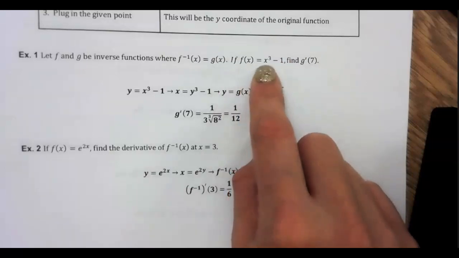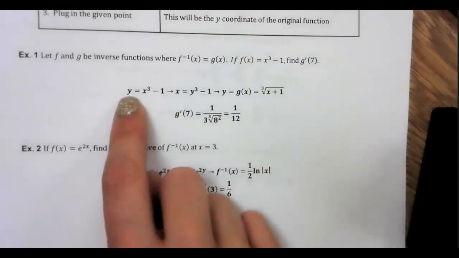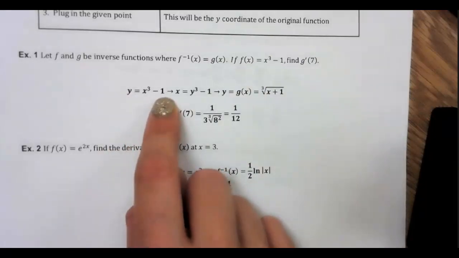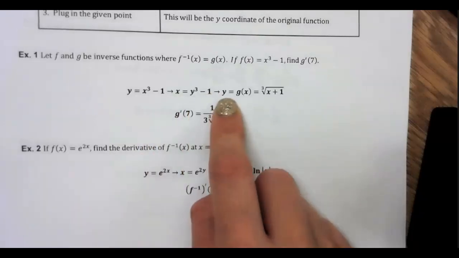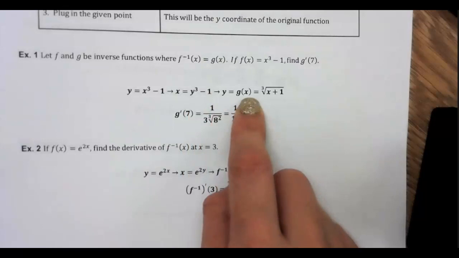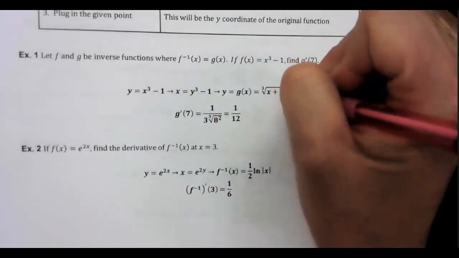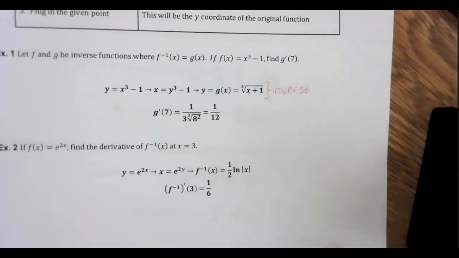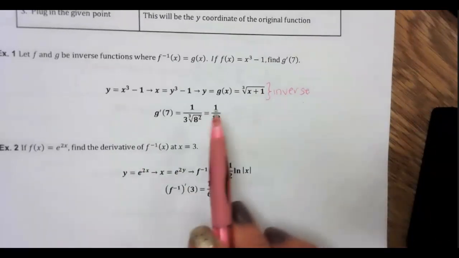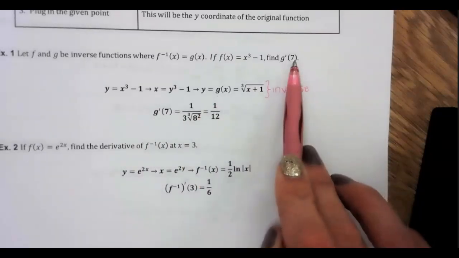So f of x is equal to x cubed minus 1. So what you do is say, okay, y equals x cubed minus 1. I'm going to flip x and y. Solving for y, I get g of x equals the cube root of x plus 1. So again, this is the inverse of the original. So this is like the old way of doing it. You would find your inverse and then take the derivative of your inverse and plug in your value.